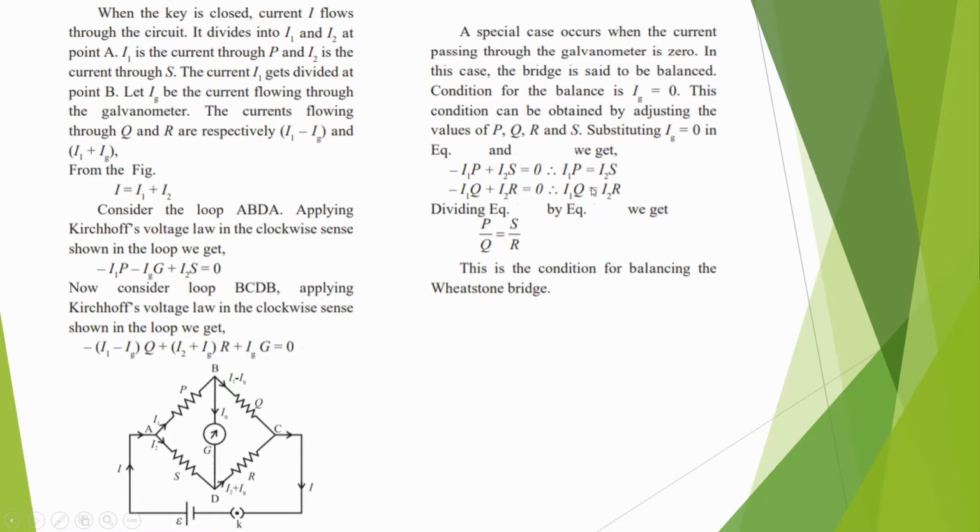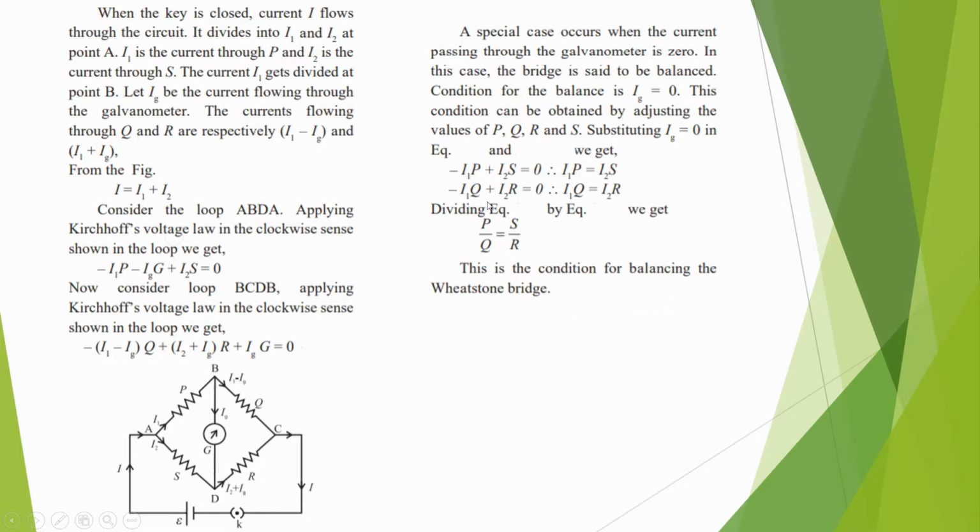We can divide these equations. Both equations are to be divided: I1P on the left side divided by I1Q is equal to I2S divided by I2R. So I1 and I2 get cancelled, and we get the balancing condition: P by Q is equal to S by R. This is the balancing condition for the Wheatstone bridge.